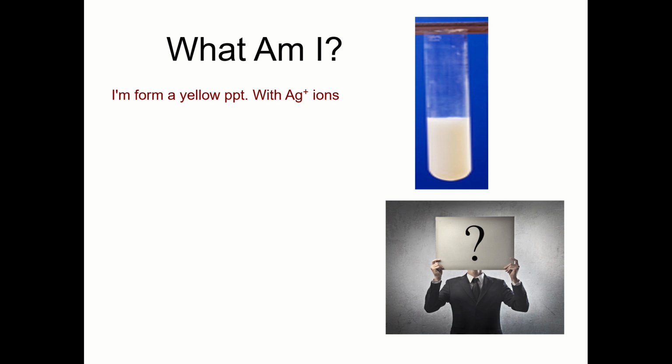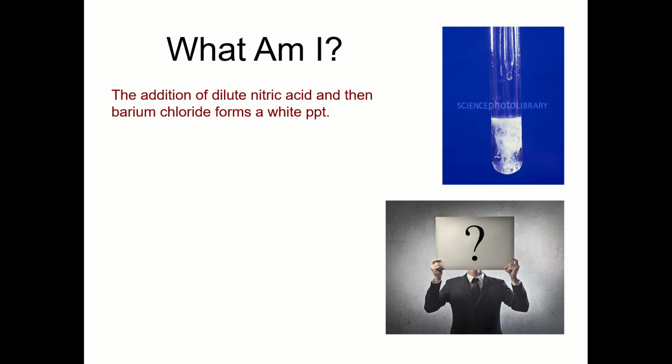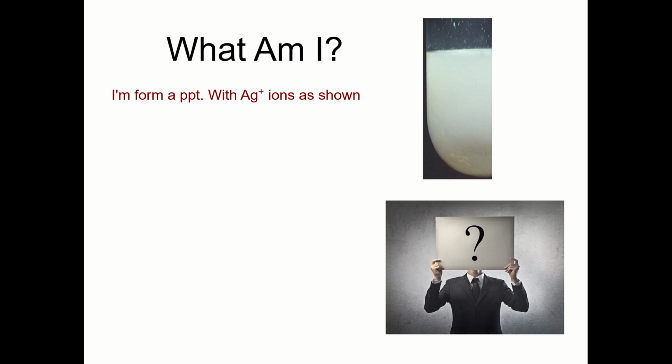Here I get a yellow precipitate form whenever I add silver ions to this one. It's of course iodide ions. Here I have a cream precipitate when I add silver ions to it. Pause the video. Of course bromide ions. This time the addition of dilute nitric acid followed by barium chloride. So barium ions essentially, we get a white precipitate. Pause the video. That's of course sulfate ions.